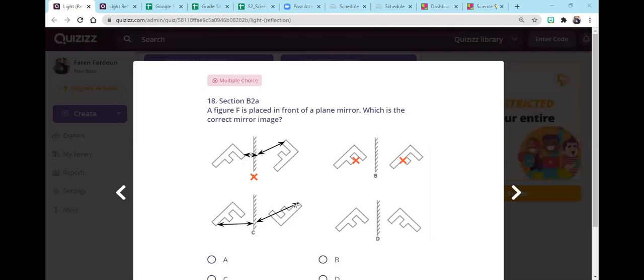Which one is the correct one? D. Because the distance between this and this is equal to the distance between here and here. Also, the distance from here to here is equal to the distance from here to here. So D is the correct one.